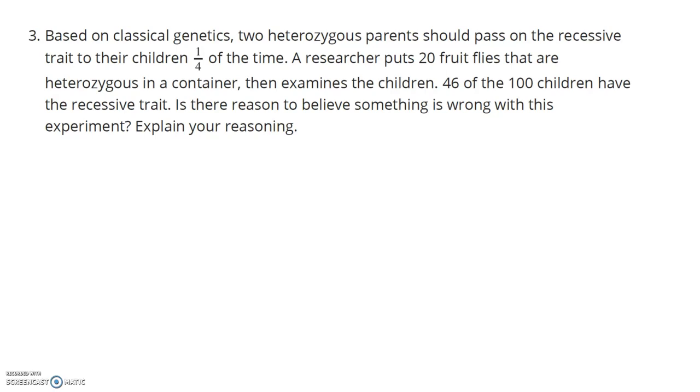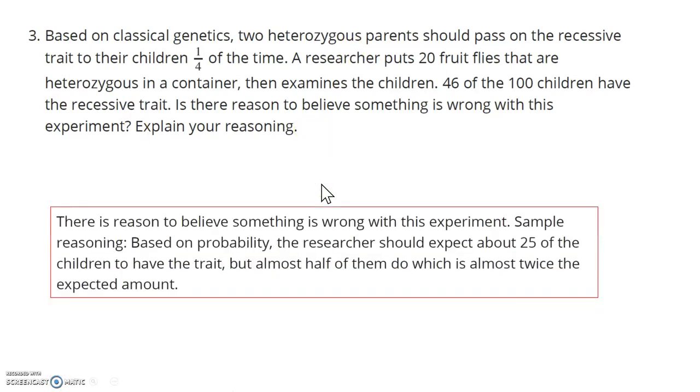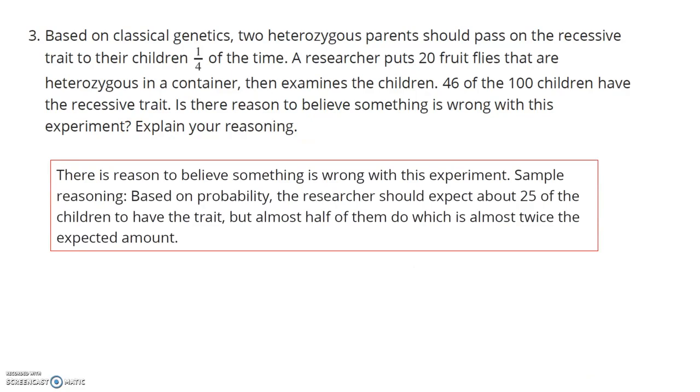So is there a reason to believe something is wrong with this experiment? Yes, because 46% is almost twice as much as what this classical genetics definition or theorem, whatever that is, says. So I would definitely raise an eyebrow and say something's wrong here, because that doesn't make sense with what we know already about genetics. So this is really the core of this lesson, just to think about the probability and just using what you're given to prove or disprove a claim.